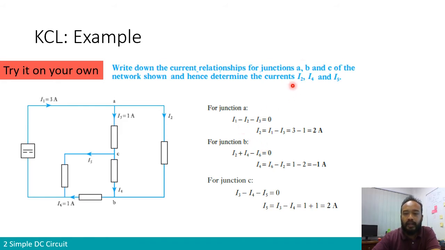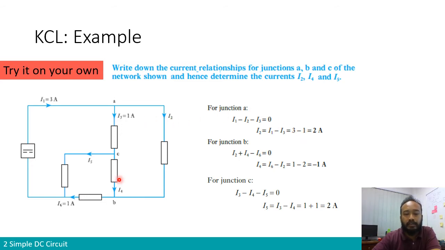What we need to find here, as mentioned in the question, is I2. So here I1 and I3 are known. If you want to find I2, you bring I1 and I3 over here, right? So you get minus I2 equals I3 minus I1, or I2 equals I1 minus I3. Therefore, we get 2 amps.